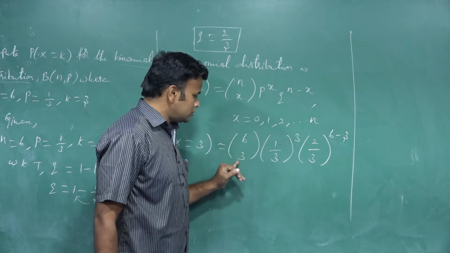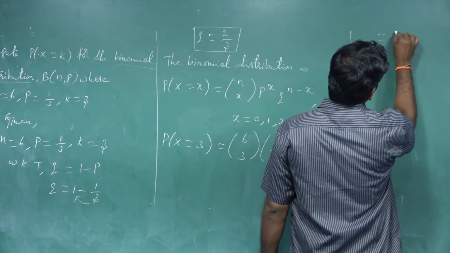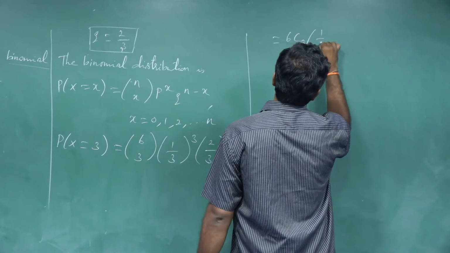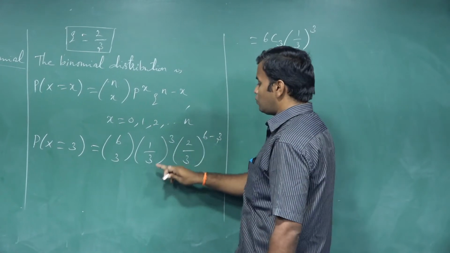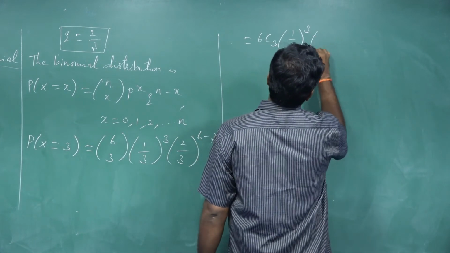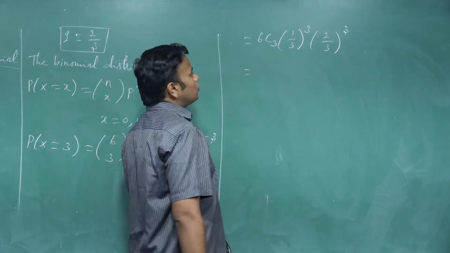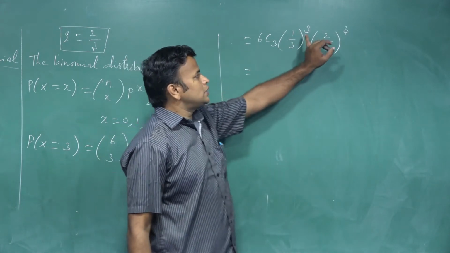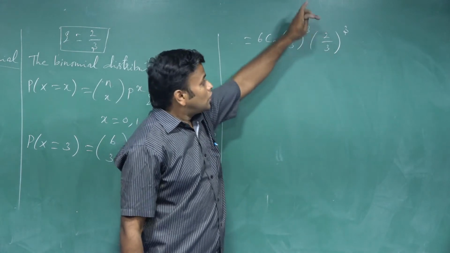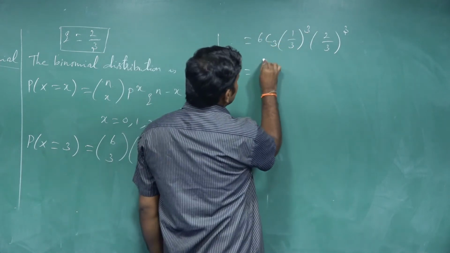So here, how to write? We write it as 6C3, 1 by 3 whole cube, 2 by 3 whole power 6 minus 3, which is also 3, so 2 by 3 the whole cube. Now I see all the powers are less than 5, so I simplify. Suppose that value is more than 5, we leave it. So the value of 6C3.